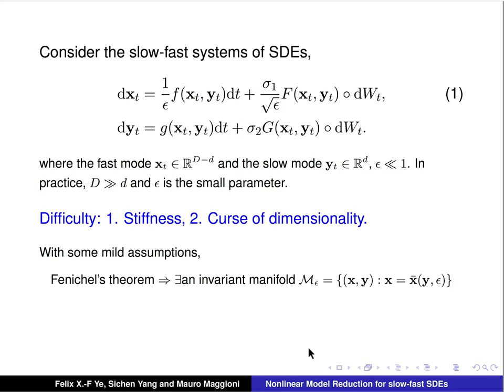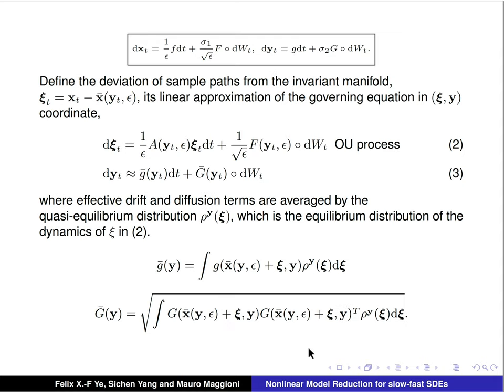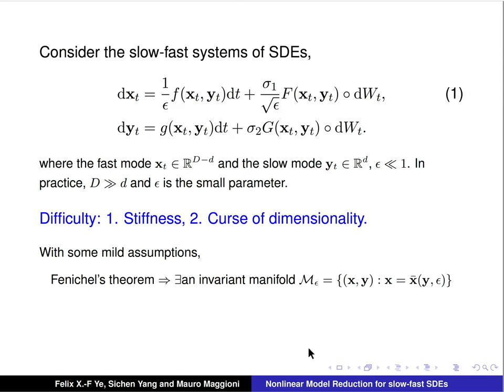As I mentioned in the shorter talk, under some assumptions there is a theorem that guarantees there exists an invariant manifold, and your dynamics will be fluctuating around the invariant manifold. If we can find the reduced dynamics on the invariant manifold, we can significantly reduce our dimensions to small d dimensions, and the effective dynamics doesn't have one over epsilon on the right-hand side, so we can take a much bigger time step. That will solve the stiffness problem.